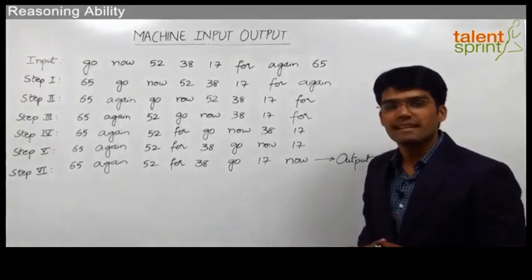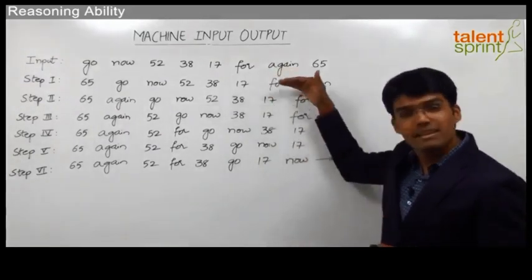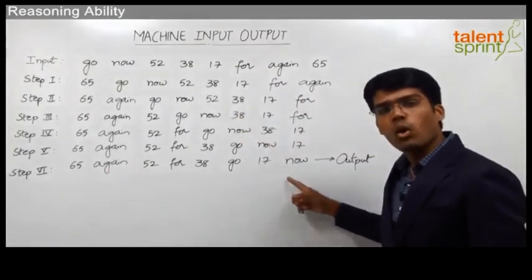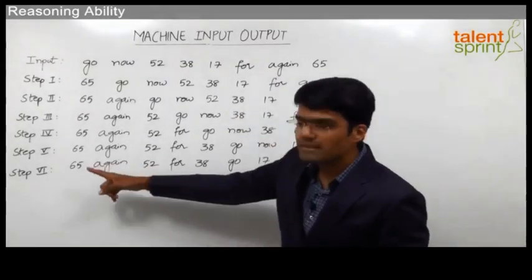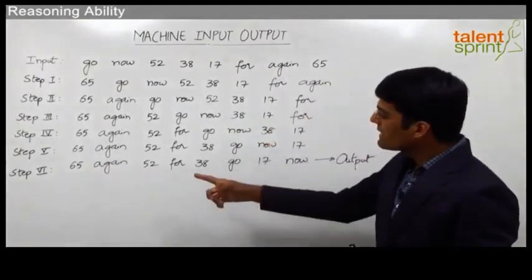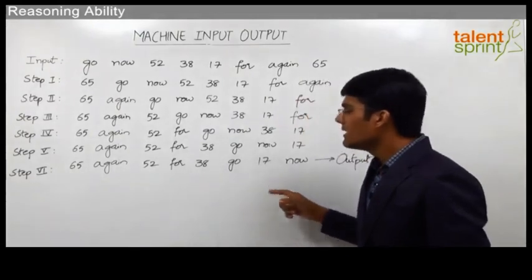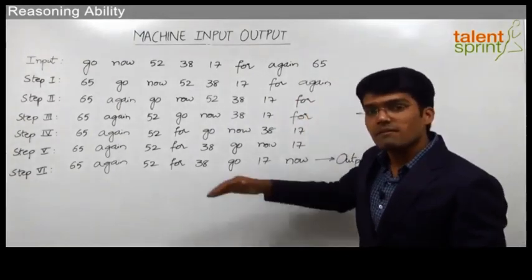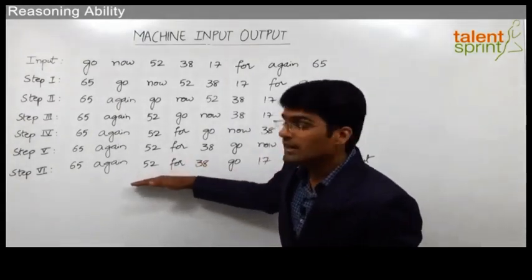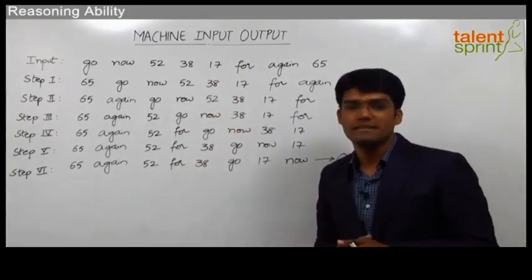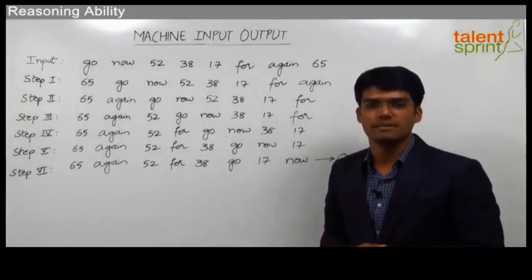So we can now say that the machine rearranges the given input in such a way that the numbers and words come in alternate positions, starting with the number first. All the numbers appear in decreasing order and the words appear in alphabetical order. Now once we have understood the logic behind the last step, let us look at the step-by-step procedure to understand the movement of these elements, that is the words and the numbers.